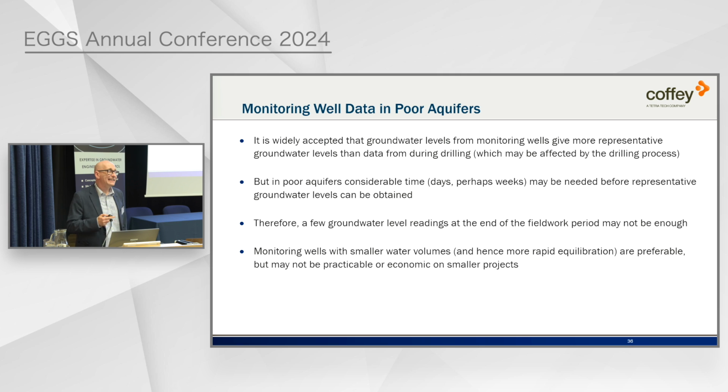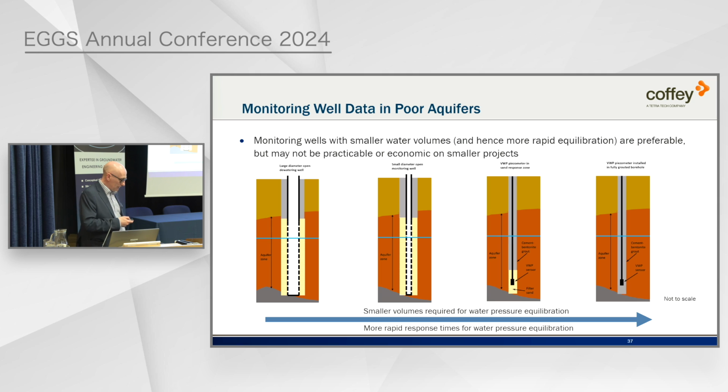Obviously, the monitoring well design affects how quickly it equilibrates, and you can get monitoring well designs that require a smaller volume to equilibrate, but they tend to be more expensive, more complex, and they might not be appropriate for every site. Here's just a little set of diagrams. So over here we have a large diameter dewatering well, maybe 150mm diameter, and in any monitoring well there needs to be a flow of water volume to register a change.